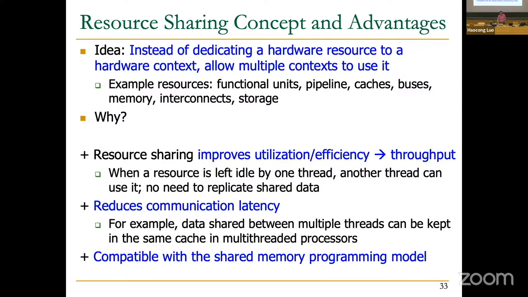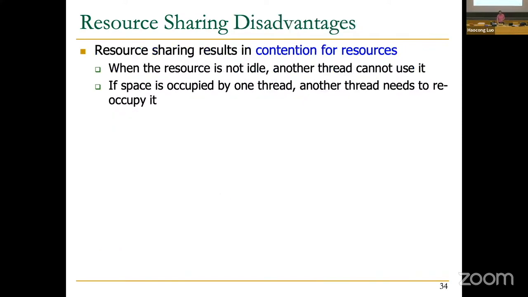Okay, so these are actually the advantages. But unfortunately, resource sharing has disadvantages as well. One of the major ones is that it results in contention for shared resources. When the resource is not idle, another thread cannot use it, basically, because somebody occupied that resource. That's true for any kind of resource. It could be cache space. It could be bus bandwidth. It could be some memory space.